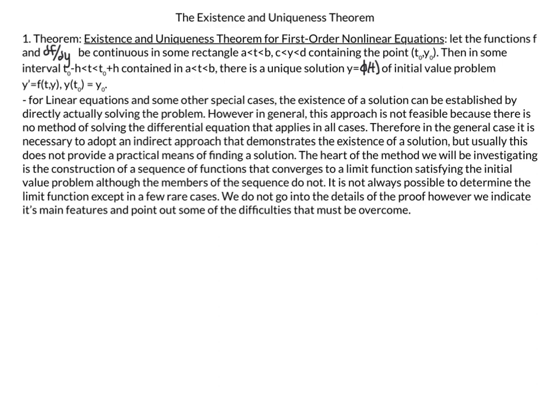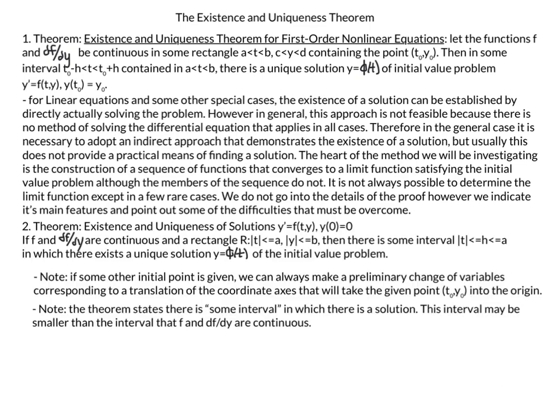of this method is to construct a sequence of functions that converge to a limit function satisfying the initial value problem. Each of these functions that we use to construct the limit may not solve the initial value problem, but the limit of the sequence will. It's not always possible to determine the limit function except in a few rare cases, and we do not go into the details of the proof. However, we will indicate its main features and point out some of the difficulties that must be overcome.